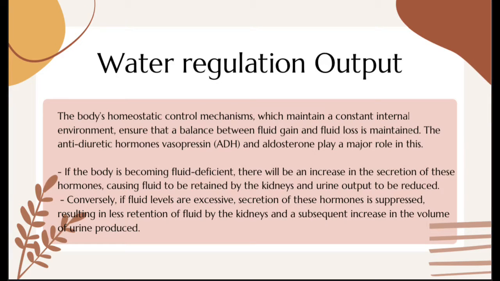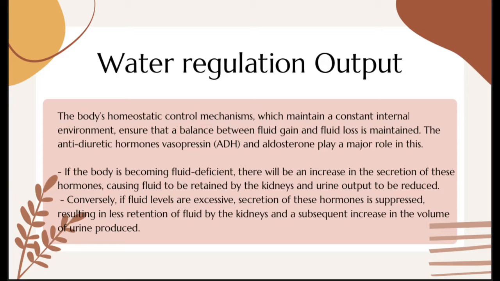Next is water output regulation. The body's homeostatic mechanism, which maintains a constant internal environment, ensures that a balance between fluid gain and fluid loss is maintained. The antidiuretic hormone, vasopressin or ADH, and aldosterone play an important role in this. If the body is becoming fluid deficient, there will be an increase in the secretion of these hormones, causing fluid to be retained by the kidneys and urine output to be reduced.